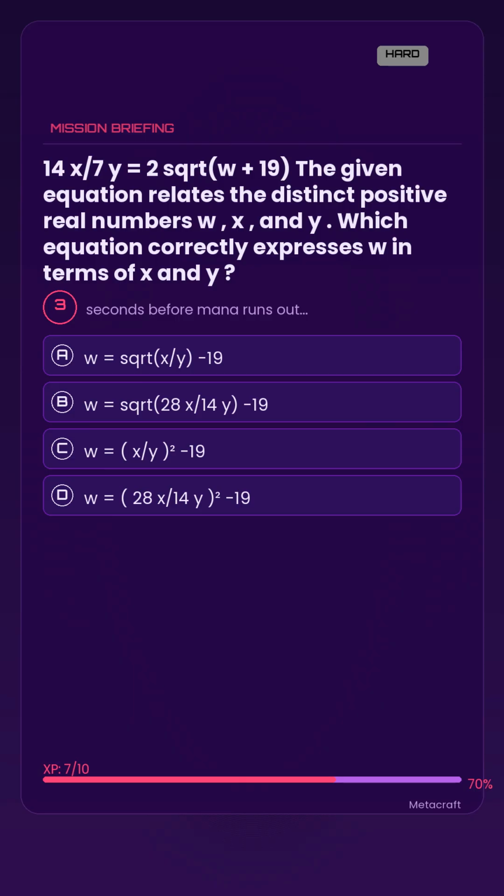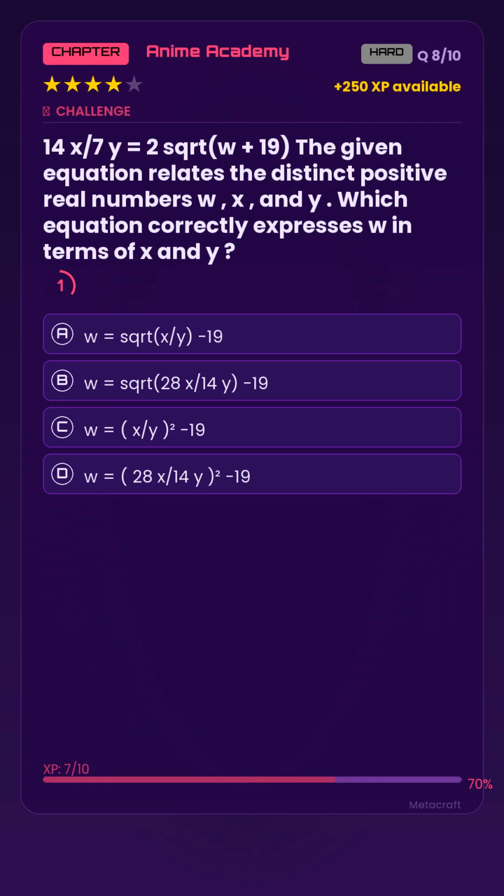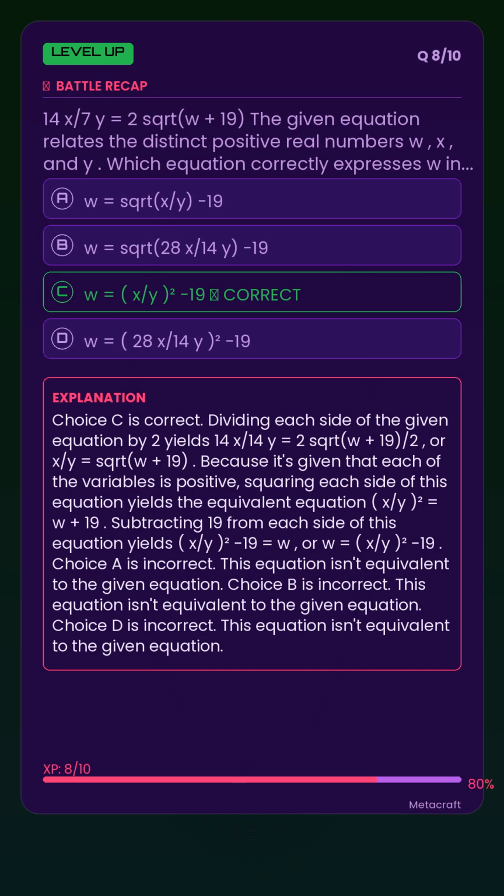Option A, w equals square root of x divided by y, minus 19. Option B, w equals square root of 28x divided by 14y, minus 19. Option C, w equals (x divided by y) squared, minus 19. Option D, w equals (28x divided by 14y) squared, minus 19. The correct answer is C.